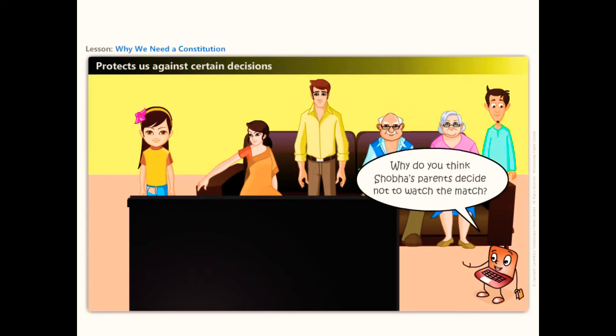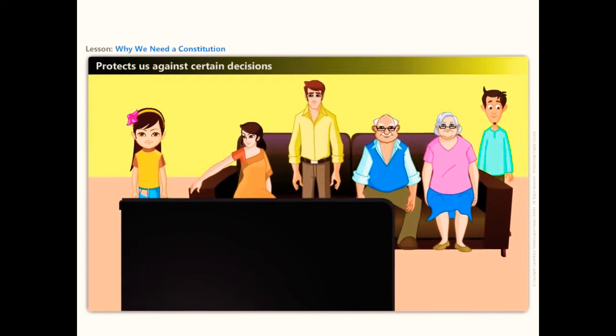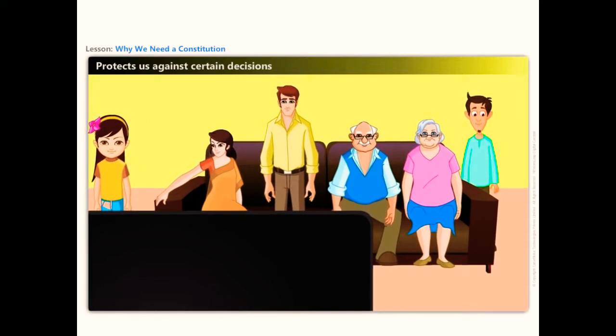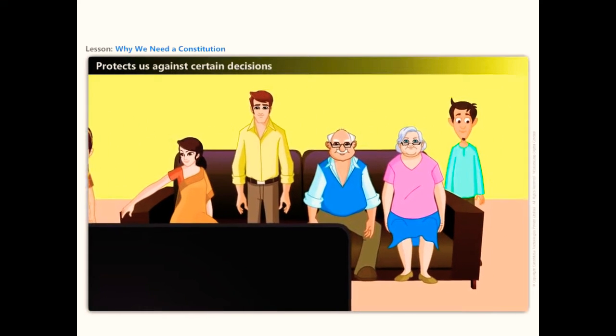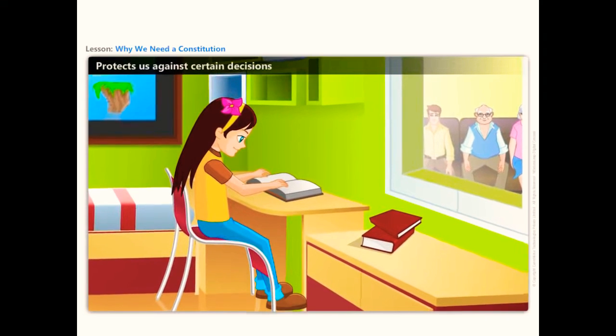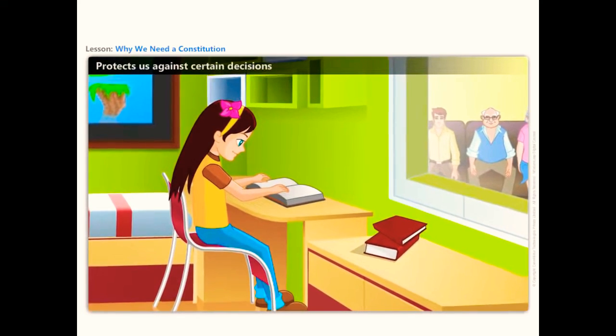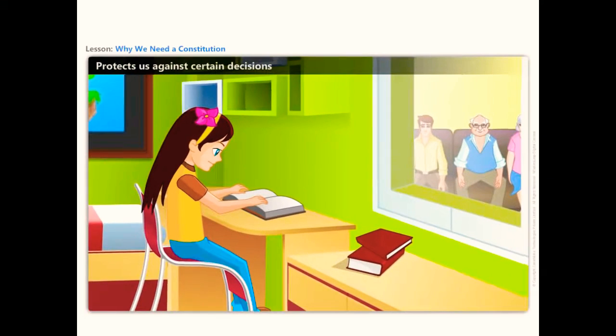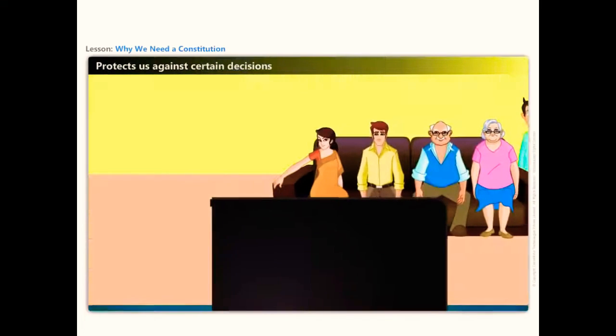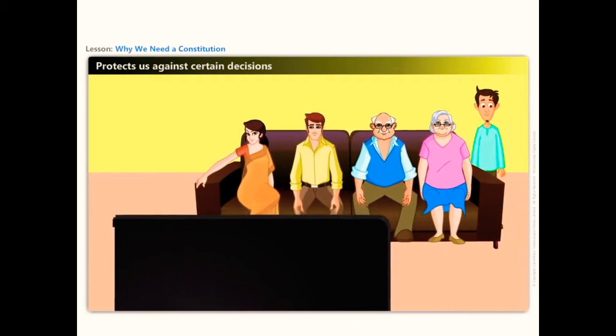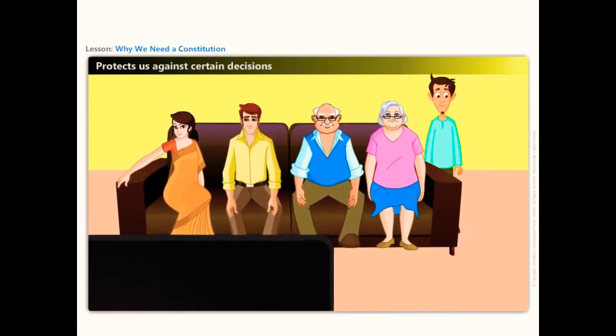Why do you think Shobha's parents decide not to watch the match? Though all of them want to watch the match, Shobha's parents switch off the television so that their daughter does not get distracted from her studies. This is very usual in every family. Parents take decisions for the well-being of their children in a wider context.